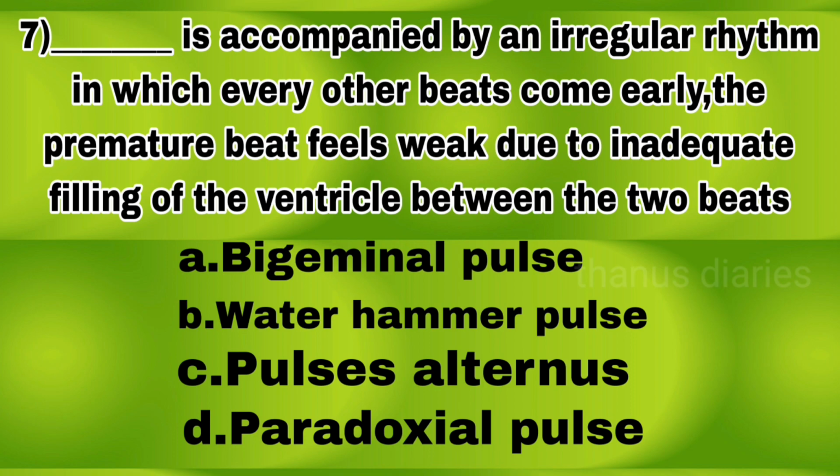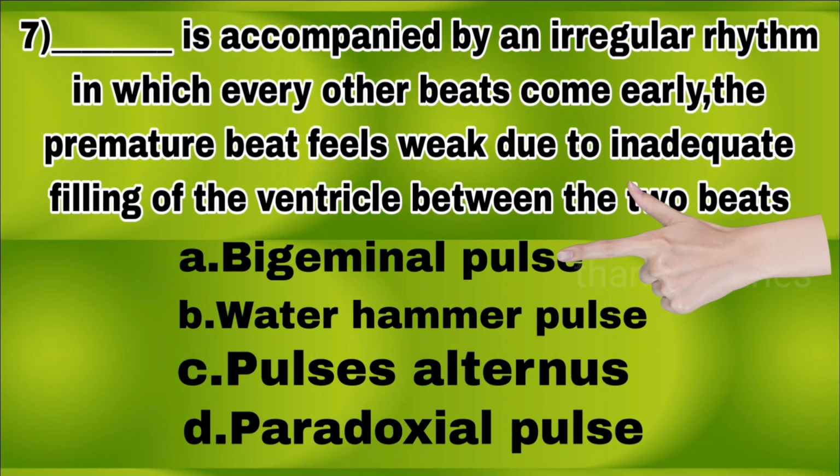Which pulse is accompanied by an irregular rhythm in which every other beat comes early? The premature beat feels weak due to inadequate filling of the ventricle between the two beats. Bigeminal pulse, water hammer pulse, pulsus alternans, paradoxical pulse. Answer is bigeminal pulse.